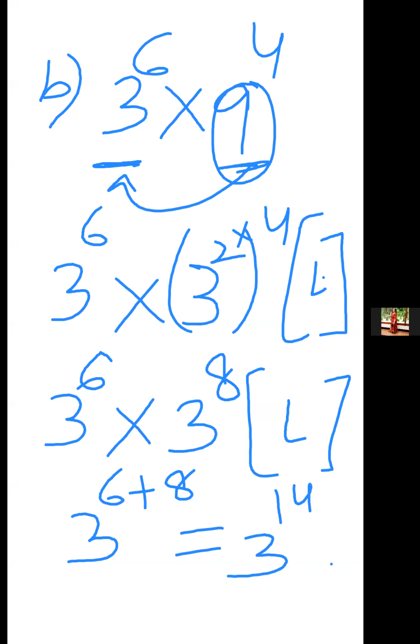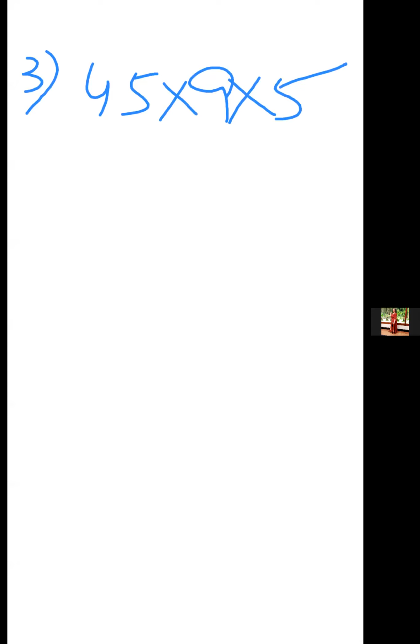Okay, see the third part. Third part is 45 multiply 9 multiply 5. Now see here, all numbers are different. Which is the smallest number here? 5 only. So 5, it will remain as it is. Now what are the factors of 45 in terms of 5? 5 multiply 3 into 3.